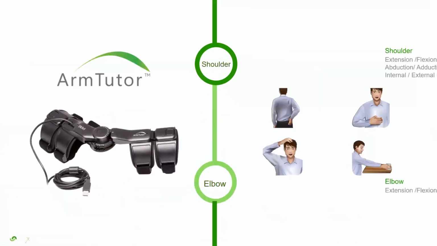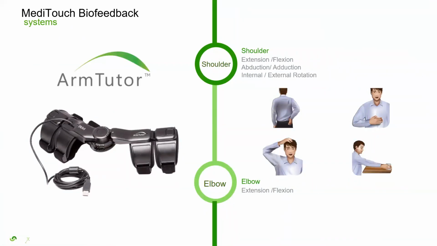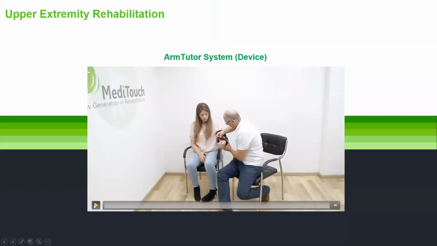Now about the arm tutor, another device for upper limb rehabilitation. The arm tutor enables detecting and treating shoulder movements like extension, flexion, abduction, adduction, and internal and external rotation, and also elbow extension and flexion. Each of them, or one of them together with another, can be combined in functional tasks like hand beyond back or hand beyond neck. Let's see together how it looks.